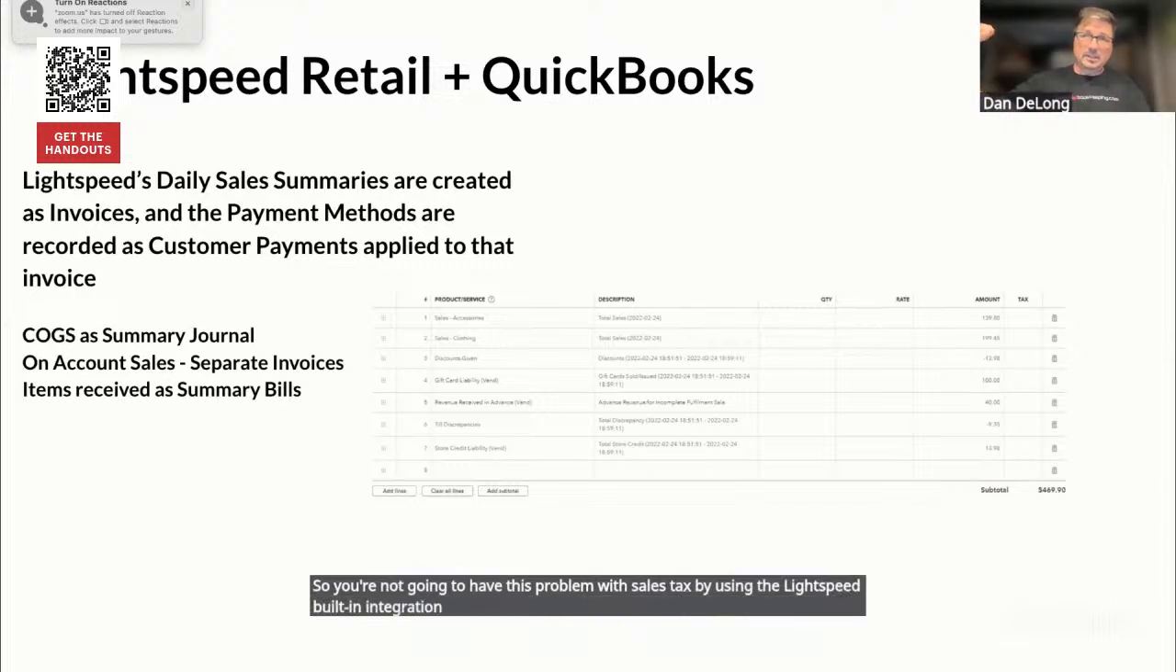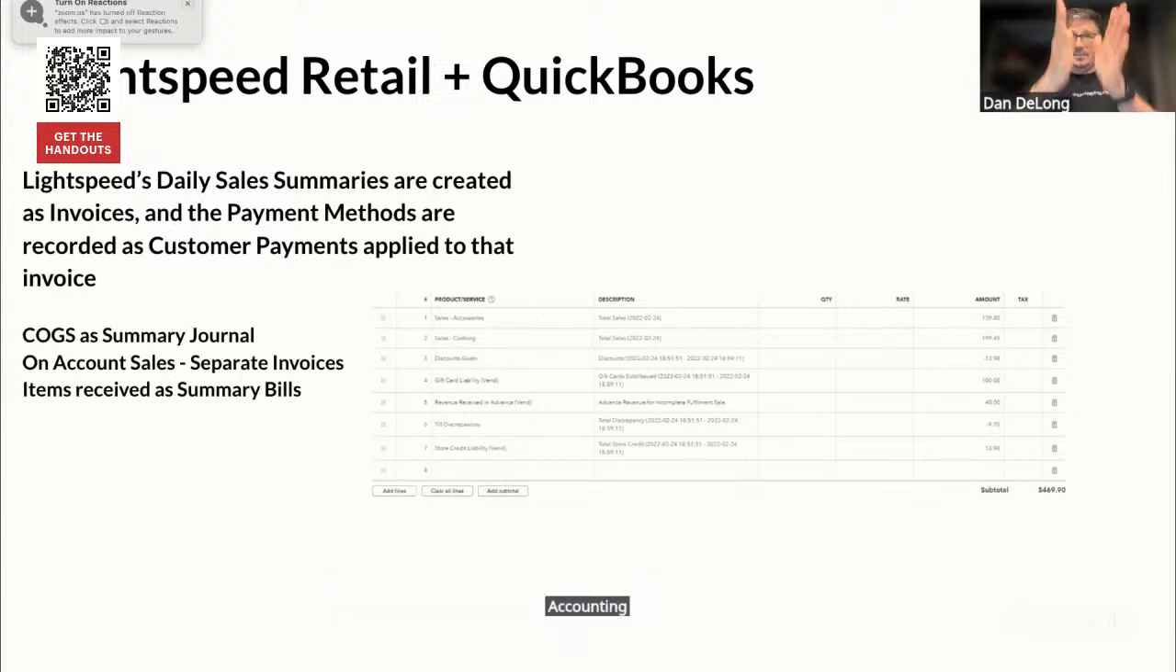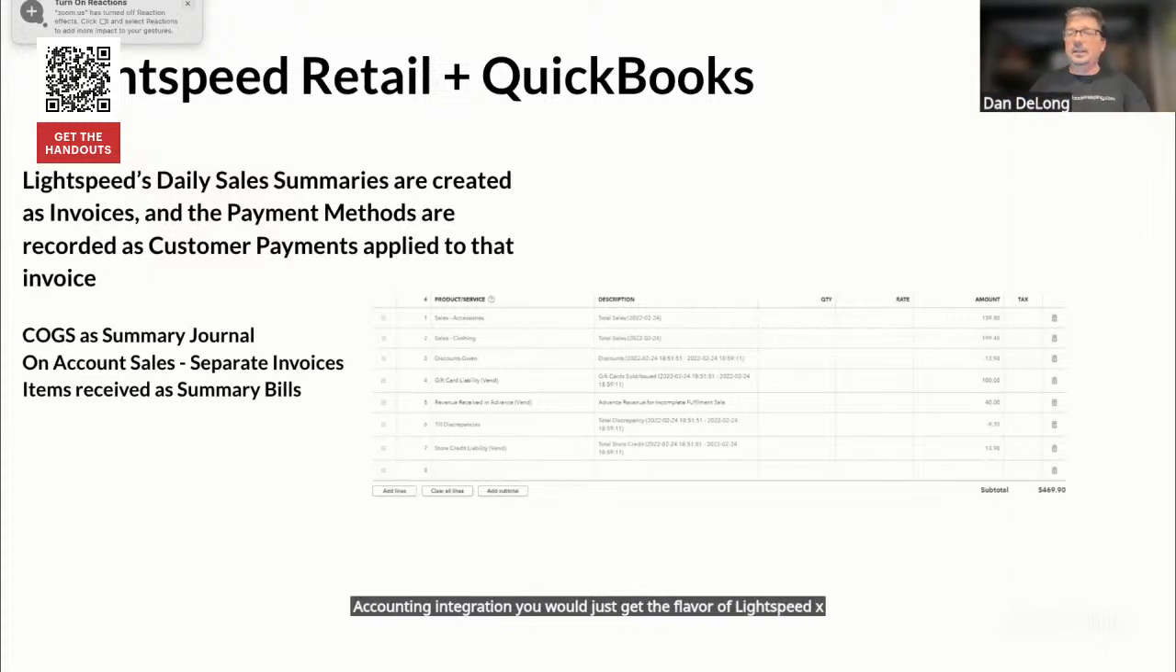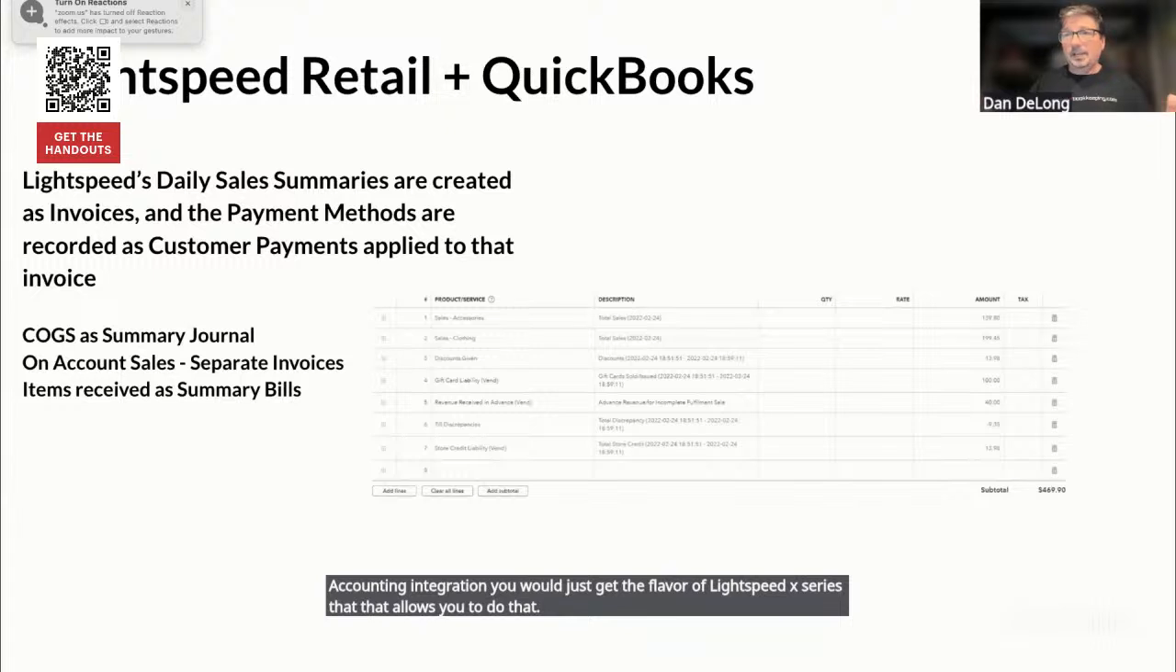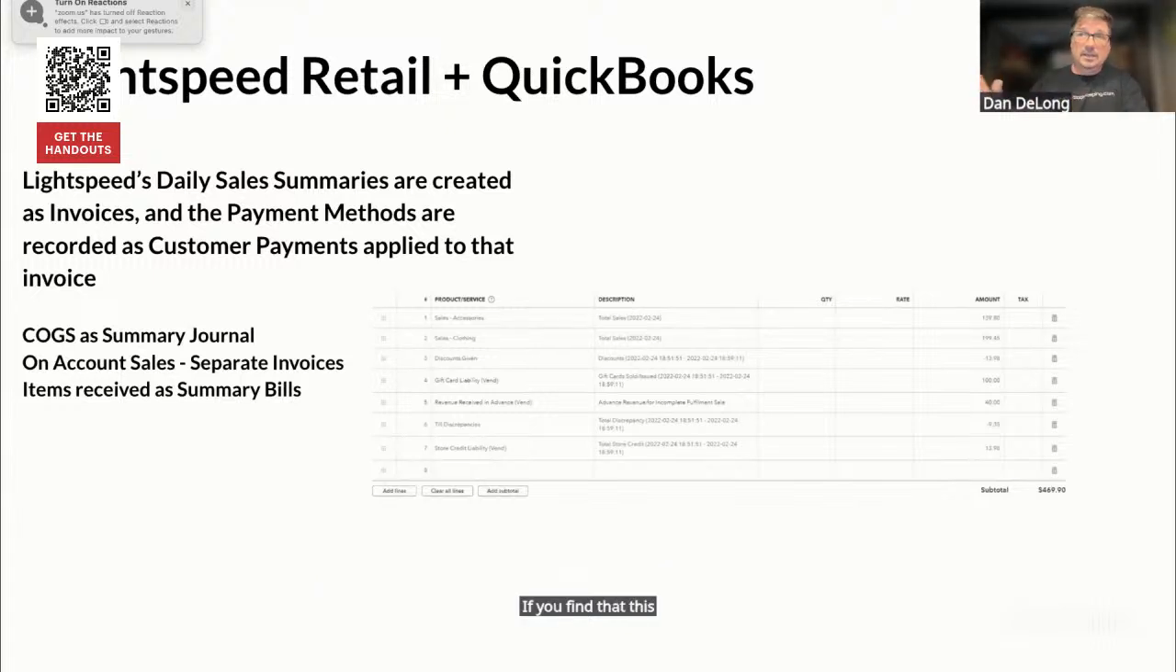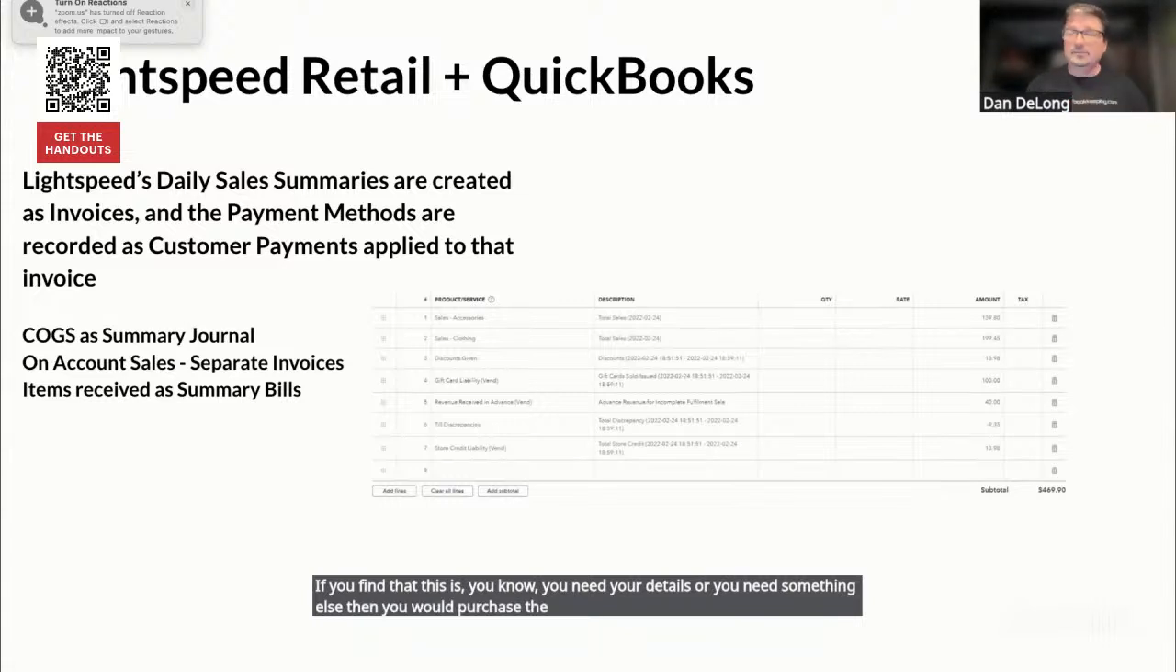And this is not something that you have to pay for extra, right? It's just one of the levels of QuickBooks. If you have accounting integration, you just get the flavor of LightSpeed X series that allows you to do that. If you find that you need more details or you need something else, then you would purchase the one that doesn't have that, right? And there's other things that come in with that flavor of LightSpeed as well.